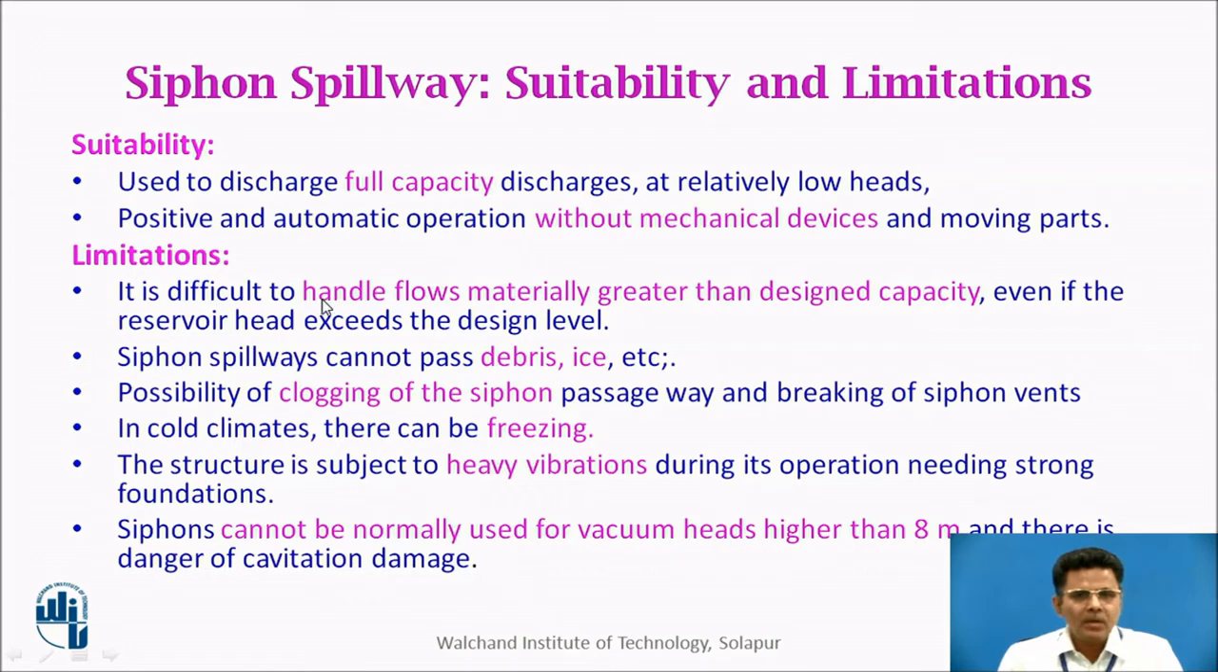What are the limitations of this spillway? It is difficult to handle flows materially greater than the design capacity. Yes, because it is water passing through a pipe, not over a weir. Siphon spillways cannot pass debris or ice. Sometimes clogging of the siphon may be there. In cold climates, freezing can be there. The structure is subjected to heavy vibrations during operation. Siphons cannot normally be used for vacuum heads higher than 8 meters.